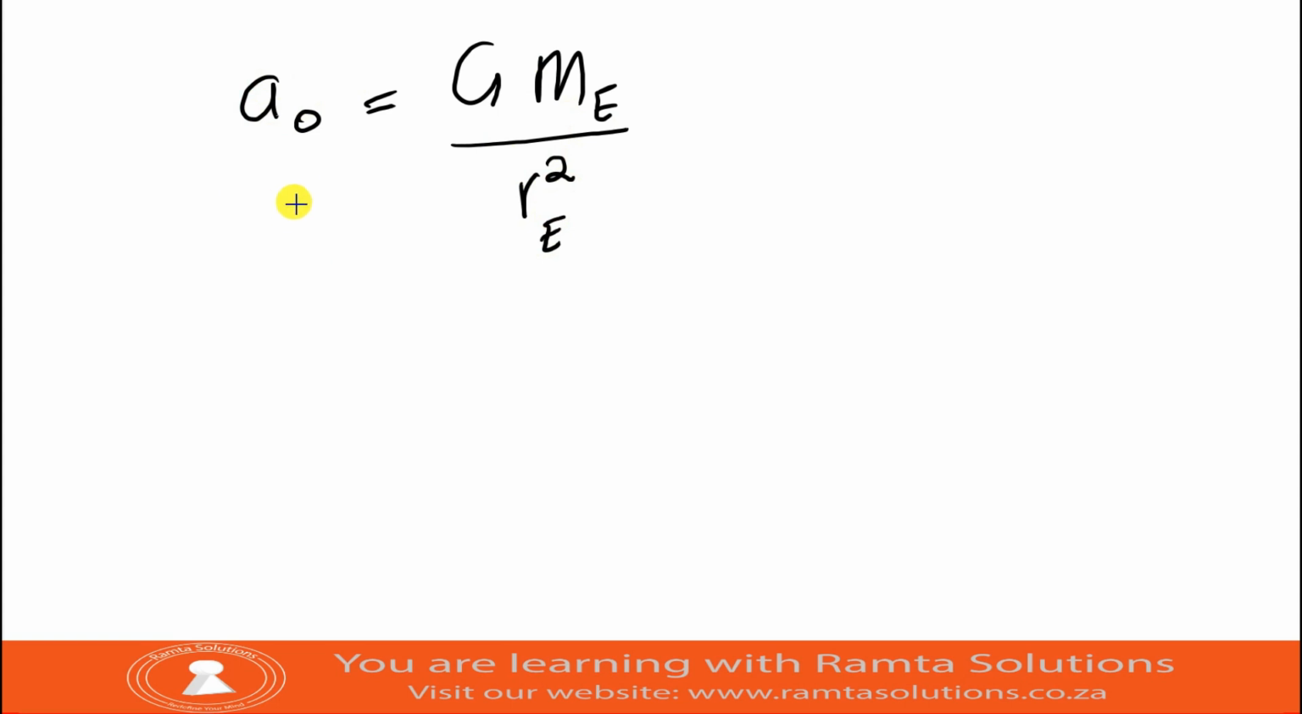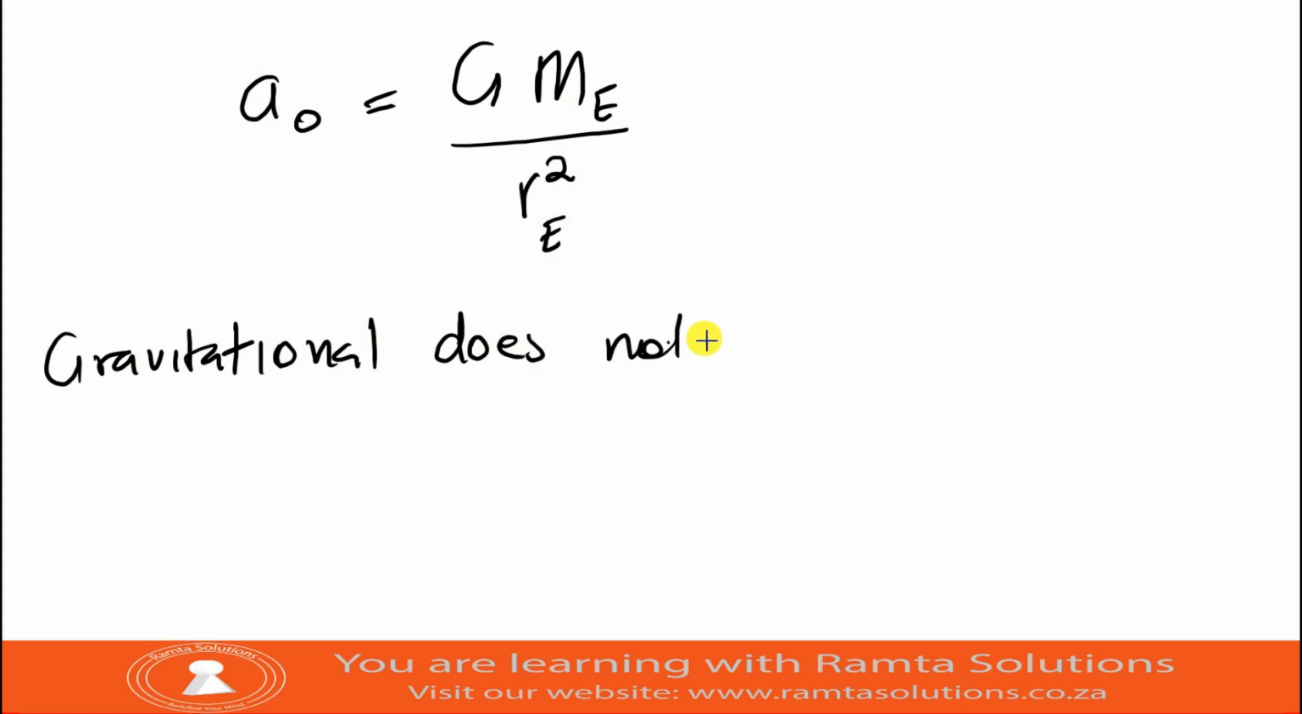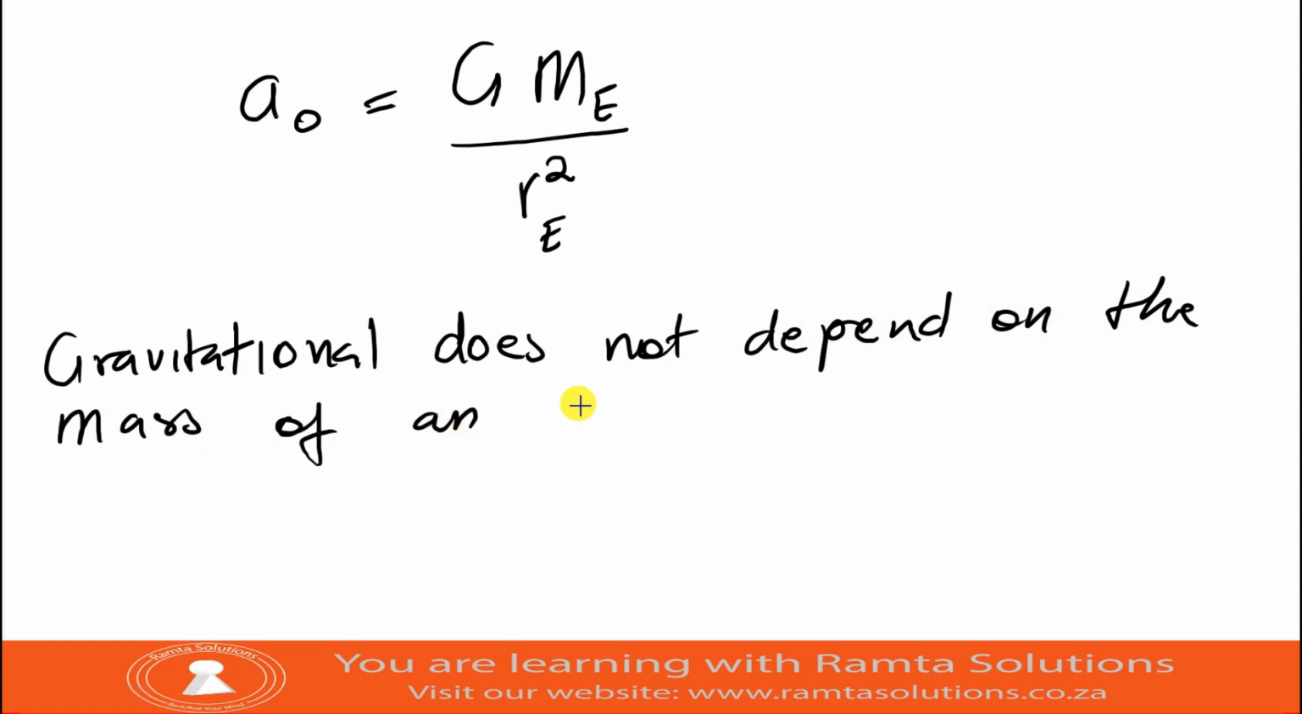Now, something that I want you to know, basically we call it gravitational acceleration. Okay? So this is gravitational acceleration. So one thing I want you to know is that gravitational acceleration does not depend on the mass of an object. Right? Again, as you can see, it also does not depend on any other thing like distance. Distance does not play a role on gravitational acceleration.